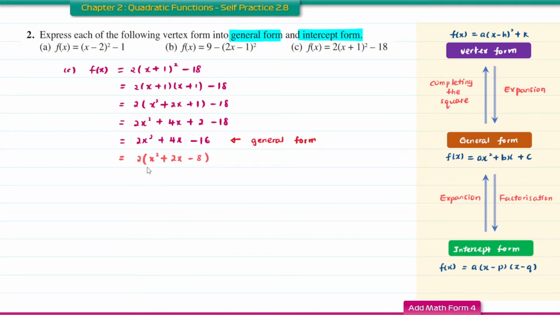Now we're going to do the factorization for the bracket part here. You can use the calculator to help you. The a is 1, the b is plus 2, and c is negative 8 to find the root. So you will get the answer x equal to 2, and the other one is x equal to negative 4. So here is plus 2, so here will be x minus 2. And this one is minus 4, so here will be x plus 4. So this is the quadratic function written in intercept form.